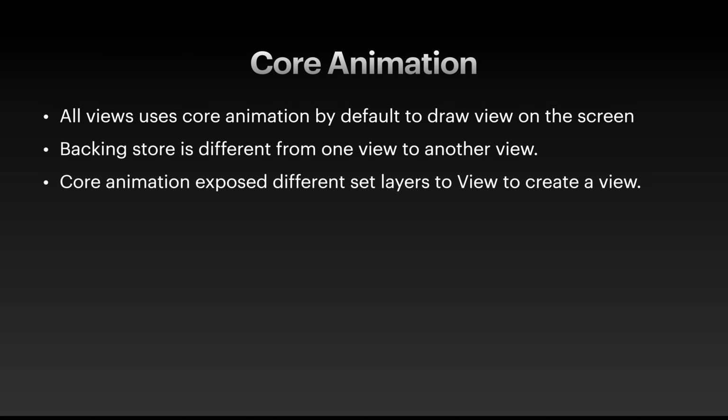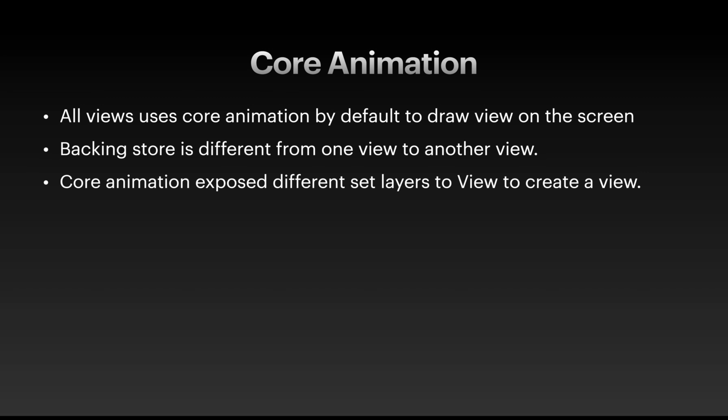So core animation exposes different sets of layers to create a view. Core animation gives fine grained control over graphic hardware animation, and the graphic hardware animation actually uses the software, and those software layers are exposed to the UIKit framework by the core animation framework.